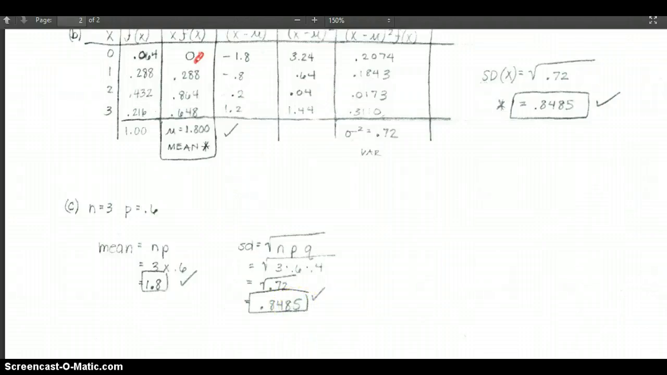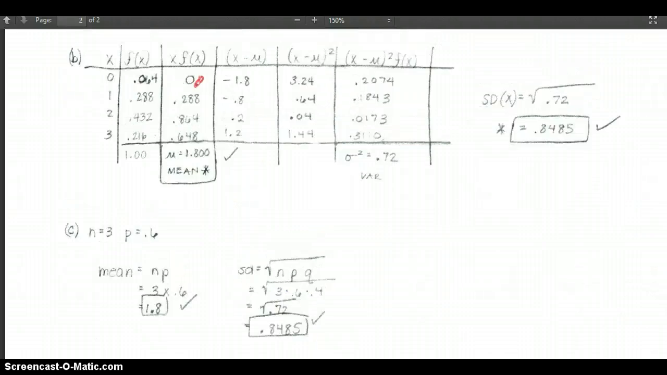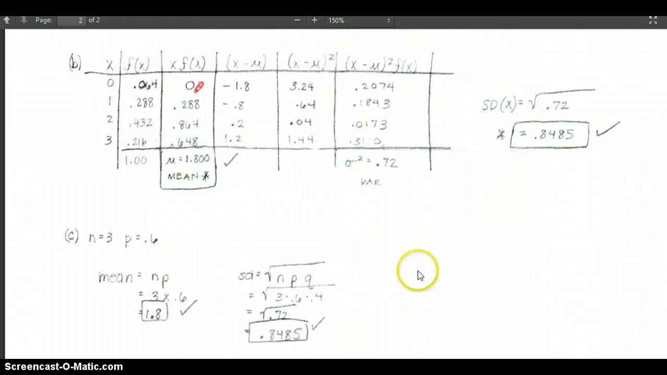So for binomial distribution, we have a very quick way to find the population mean and population standard deviation: np and the square root of npq, instead of doing the old way from last chapter, chapter 5. But remember, these formulas only work for binomial distribution. If it's not a binomial distribution, we still have to do the old way, this formula here.